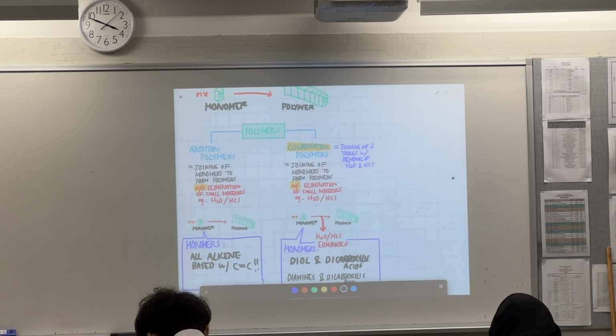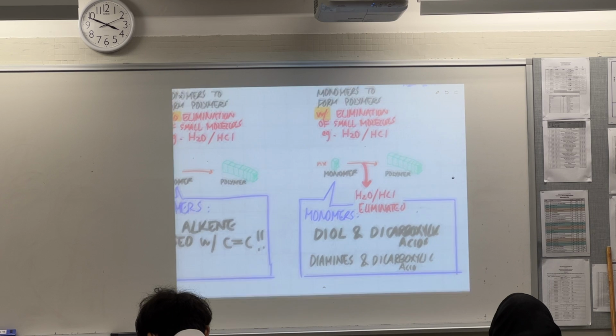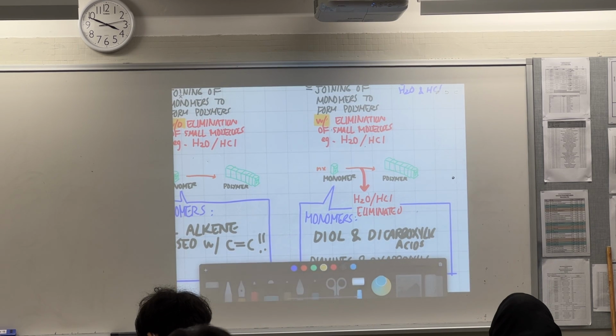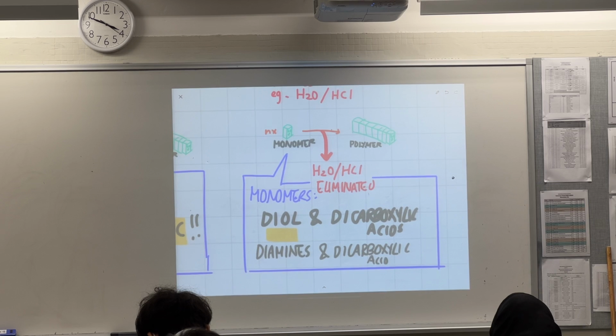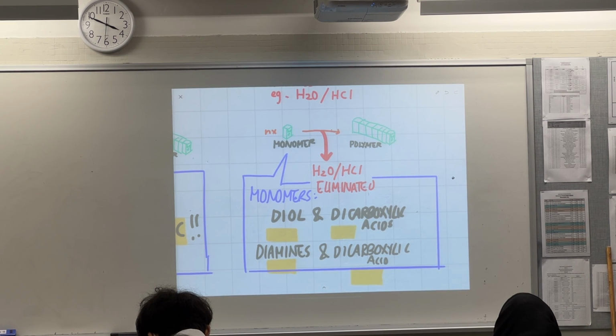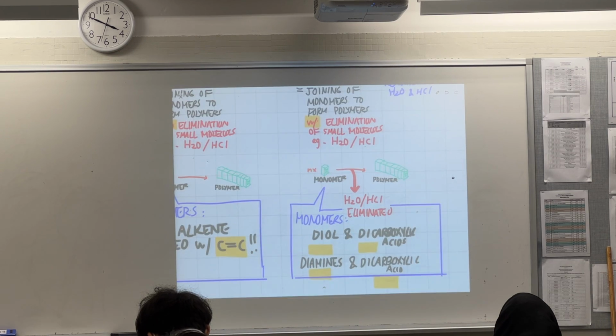We'll get to that shortly. But can you draw the functional group for me now? You have CC double bond, which is the functional group of alkene. You have OH group, which is the functional group of alcohol. You have COOH, which is the functional group of carboxylic acids. And then finally, you have these two, so just copy them. Diols have two OH groups. Dicarboxylic acids have two COOH groups. Diamines have two NH2 groups. Dicarboxylic acids, again, have two COOH groups.